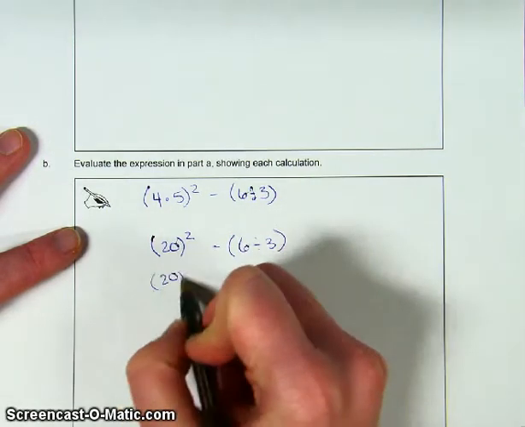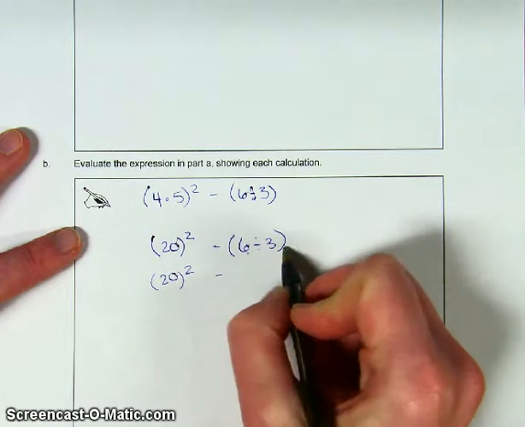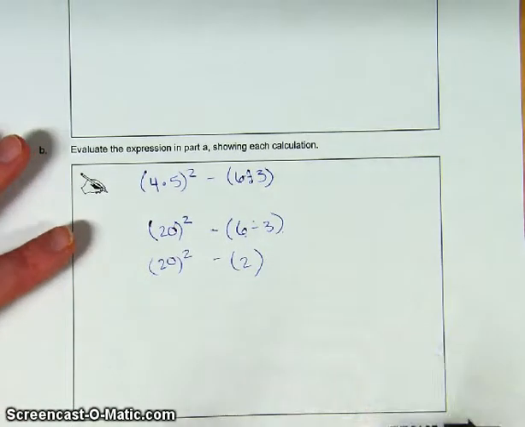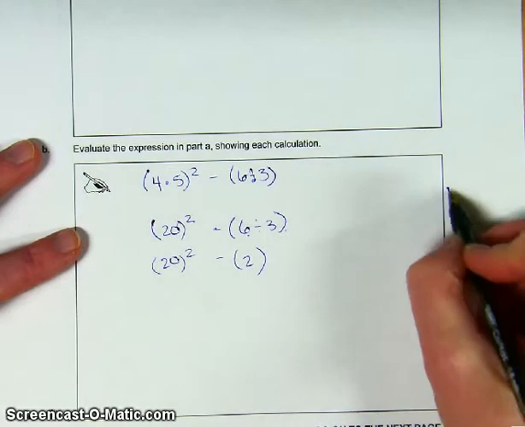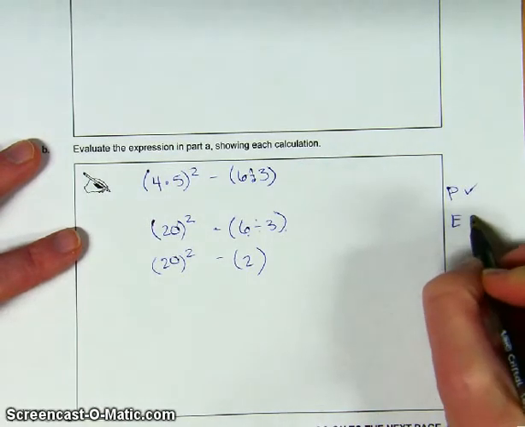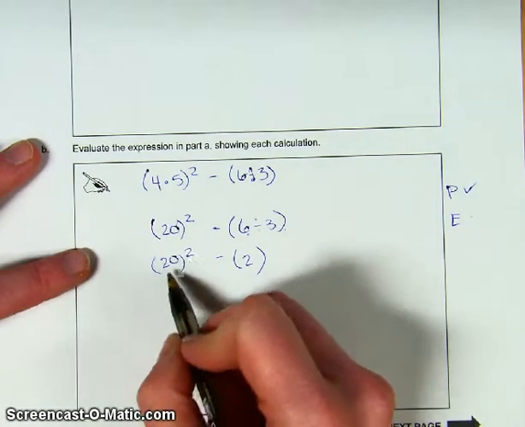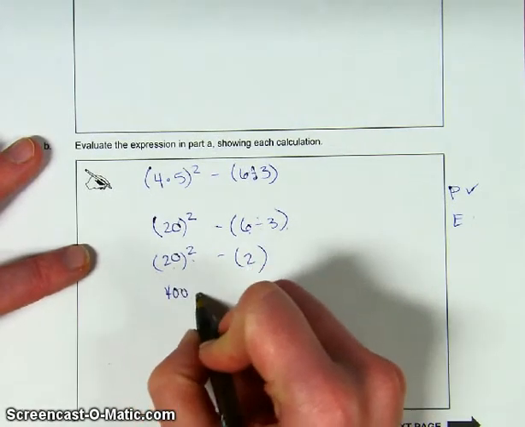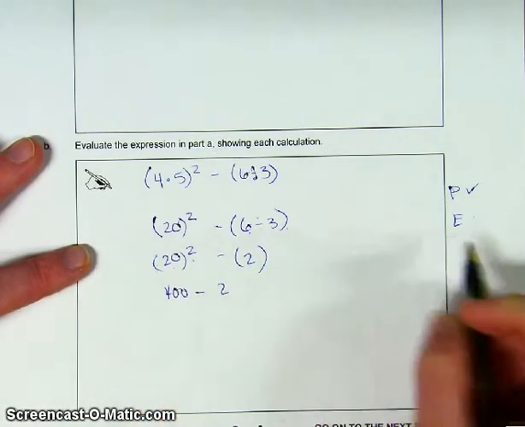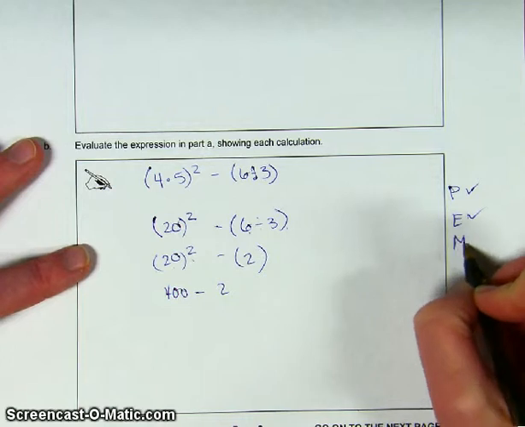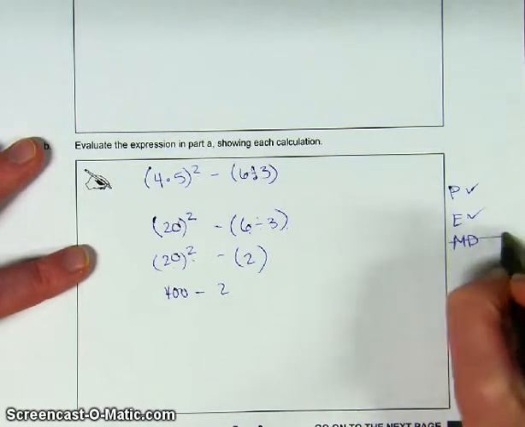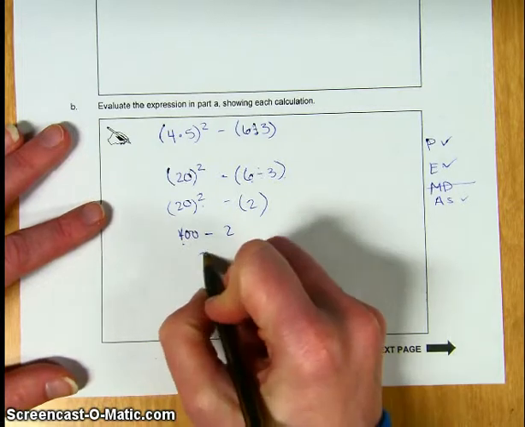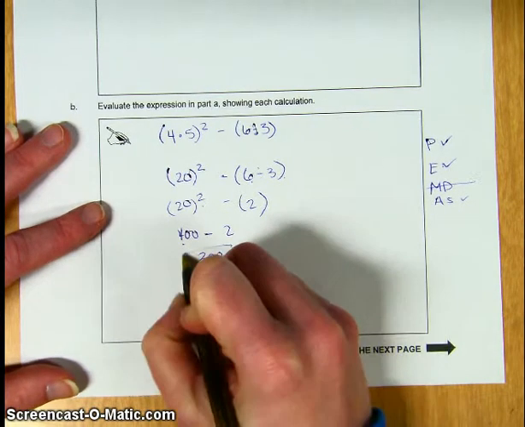Still need to do parentheses, and the operation inside there is divide, so this is 2. Next, after parentheses, is exponents. So let's do exponents next. 20 to the second power will be 400. That's 20 times 20. So I've done exponents. Multiply and divide, I didn't have any. And add, subtract is what I do next. And that is 398.